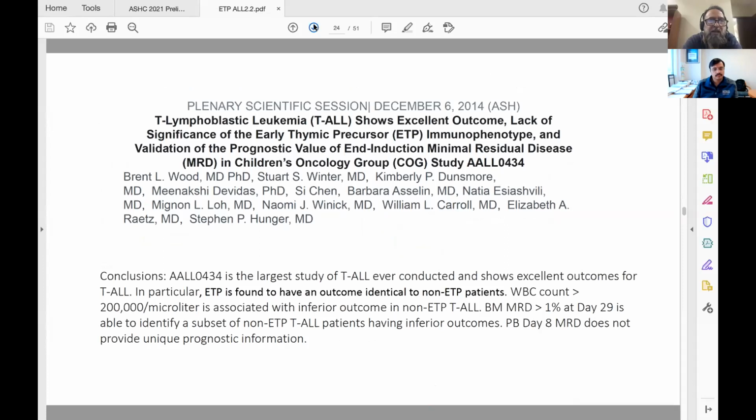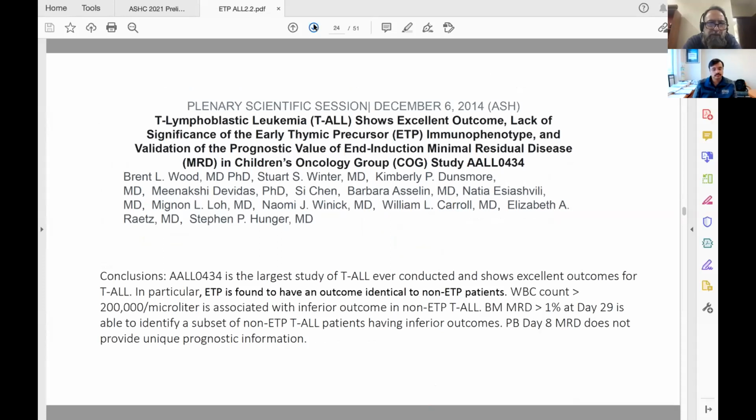And that was a study in adults and adolescents, which is really important, to a point I want to highlight here, because it seems that in children, this statistical difference between the two groups, ETP and non-ETP, does not bear out. And that was shown by Brentwood and his group years ago and was published as an abstract.